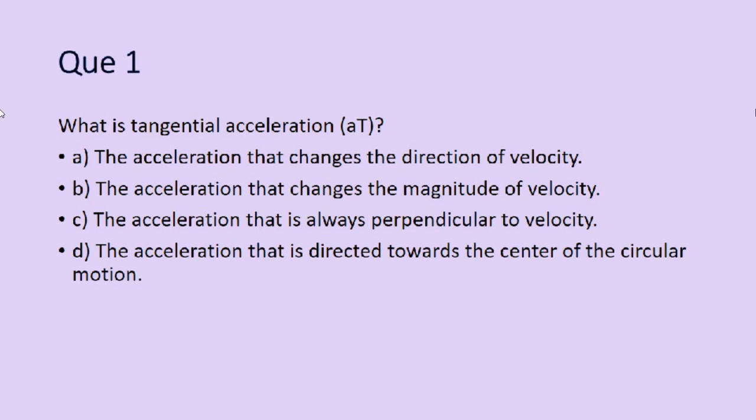Options are A. The acceleration that changes the direction of velocity. Option B. The acceleration that changes the magnitude of velocity. Option C. The acceleration that is always perpendicular to velocity. Or option D. The acceleration that is directed towards the center of the circular motion.